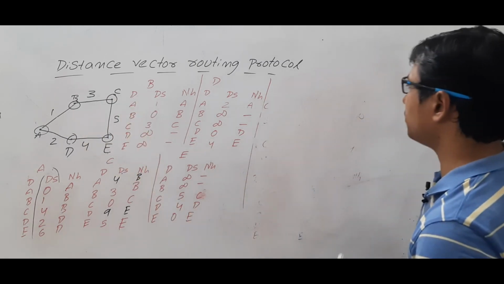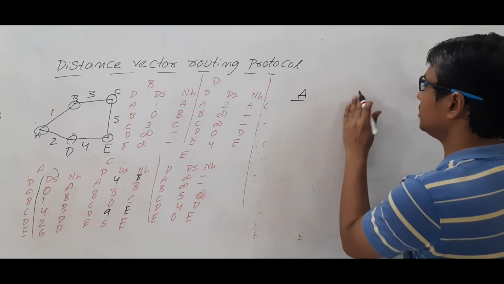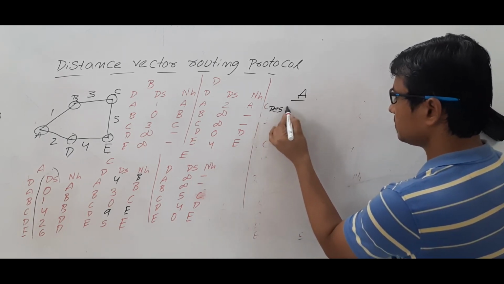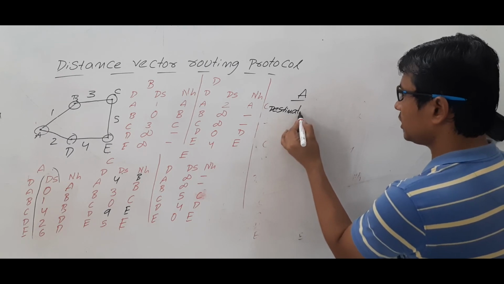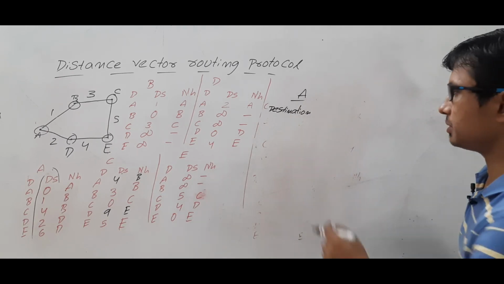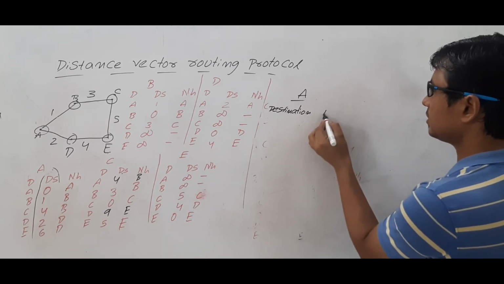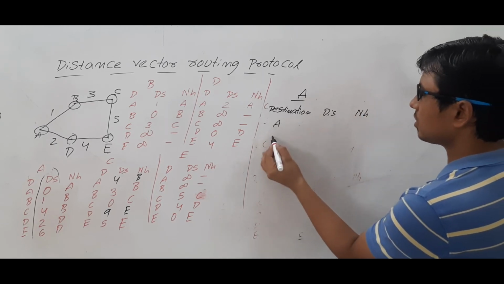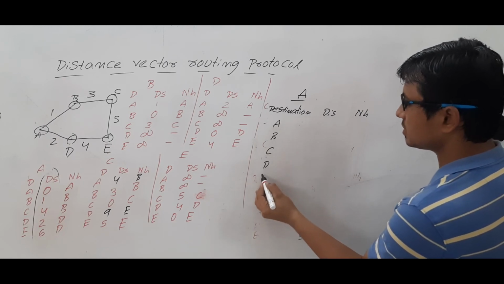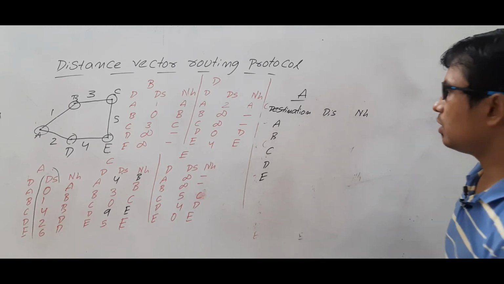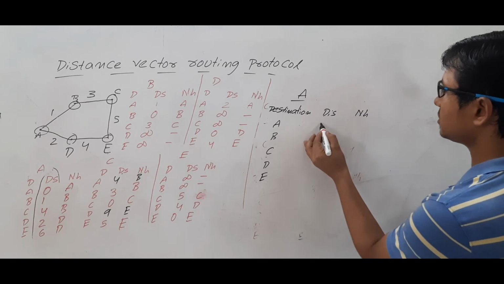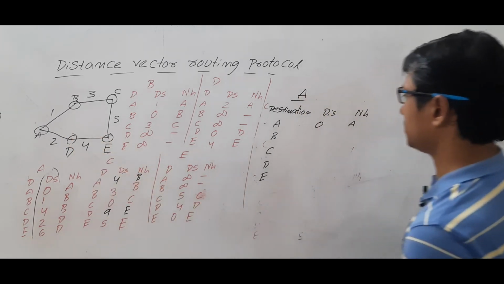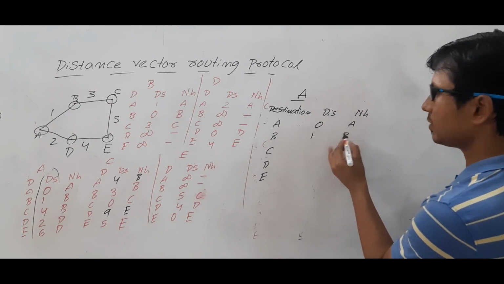So it will be computed as, let's take A, what is the information it will get? The routing table at A will consist of three pieces of information: the destination, the distance and the next hop. The destinations are all the routers A, B, C, D and E. What is the distance? A to A distance is 0 via A. Am I right? A to B distance is 1 via B. Are you able to understand?